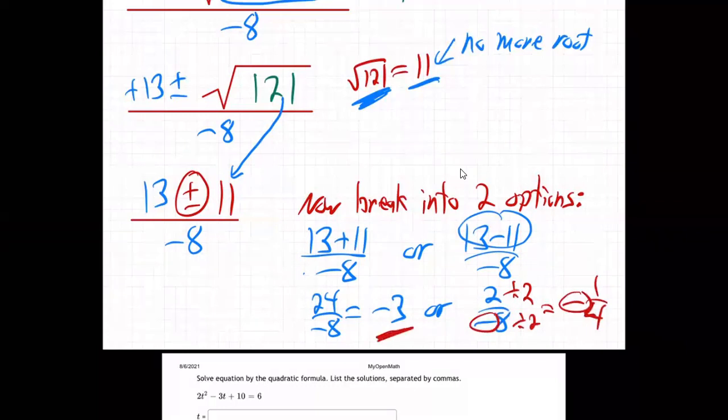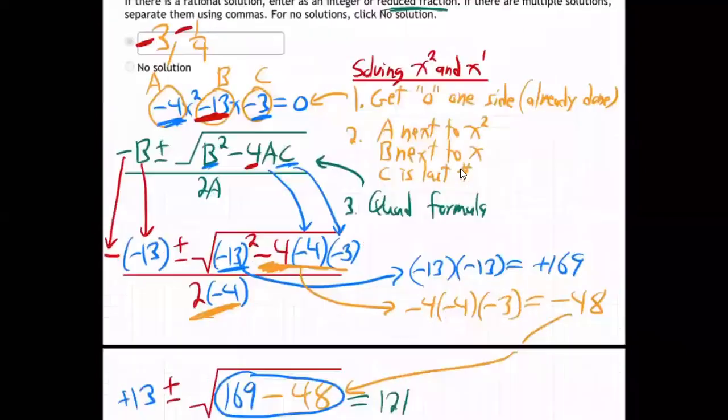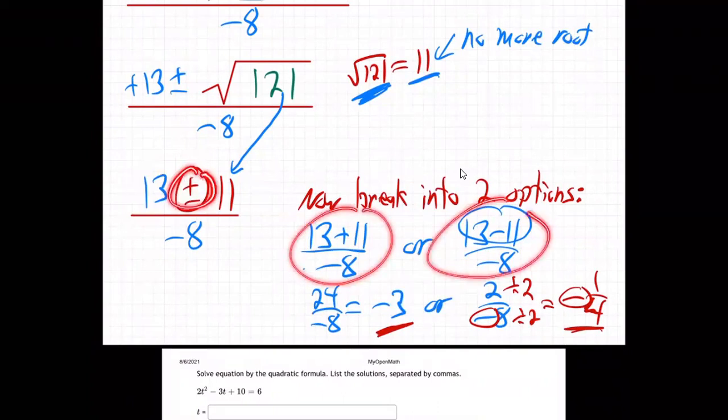Should be -3 and -1/4. Let me go up and fix that. -3 and -1/4 should be the two answers. I just goofed up the 13. For some reason, I just made it negative by accident. It's not negative. We established that in the beginning. So once you get down to here, you just break it into the plus or minus, which means two separate answers. Do the plus, do the minus, and just work them out. And there we go. Good.